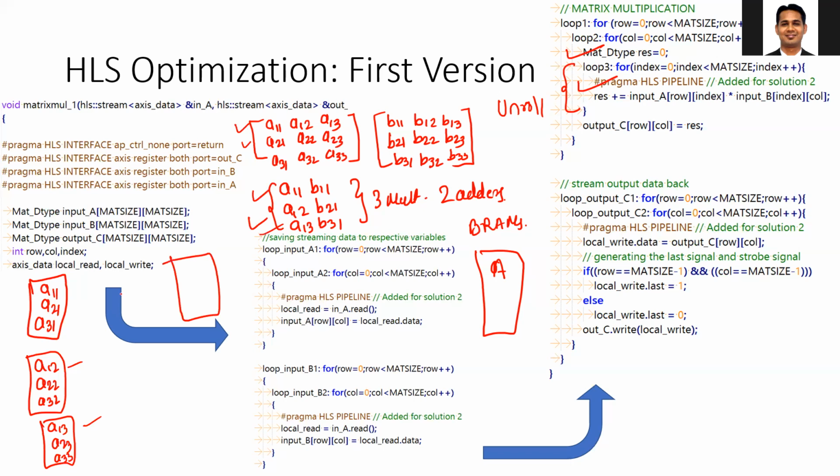Similarly, for B, I need all the elements of a column, so I'll store each row in a different block: B11, B12, B13, then B21, B22, B23, and the third one will have B31, B32, B33. Now you can see that I can get B11, B21, and B31 simultaneously. So by using the array partition, I will be able to break down the array into multiple block RAMs.